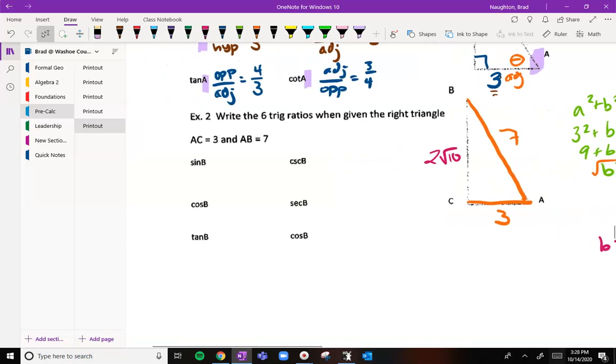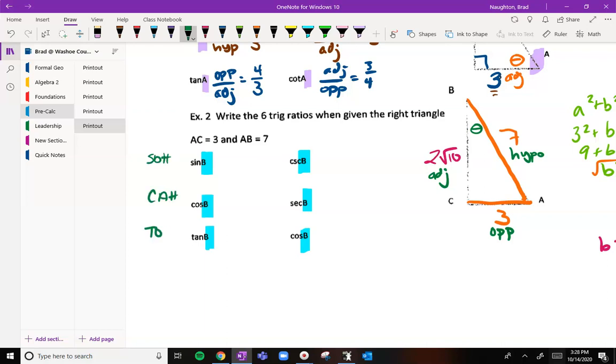So this is now 2 root 10. All right, let's look at what we got here. In all these cases, we're going to use B. So that's going to be nice, because then we're going to label that B with our Greek letter theta. We already said that this is the hypotenuse. This is the farthest away that's not the hypotenuse, so that's the opposite. And then this 2 root 10 is the adjacent. Cool? All righty. So, SOH CAH TOA.